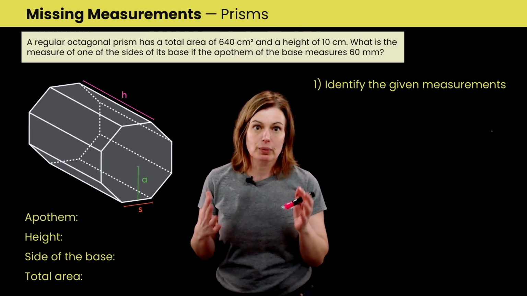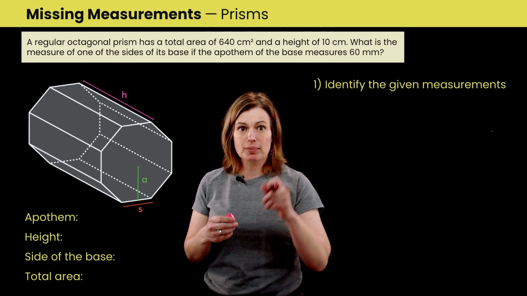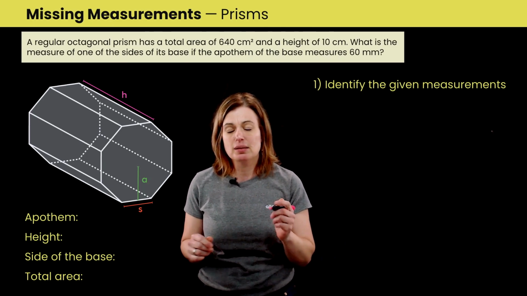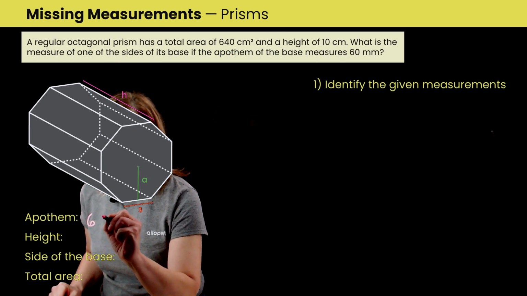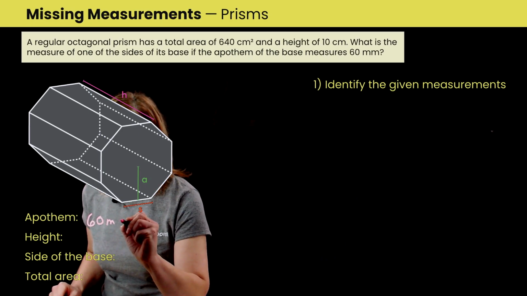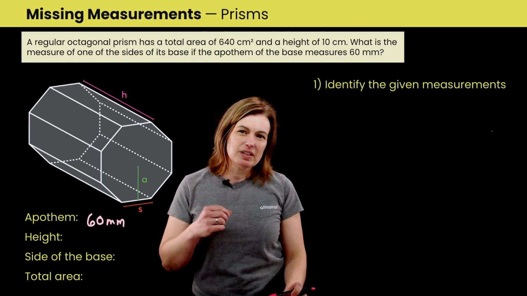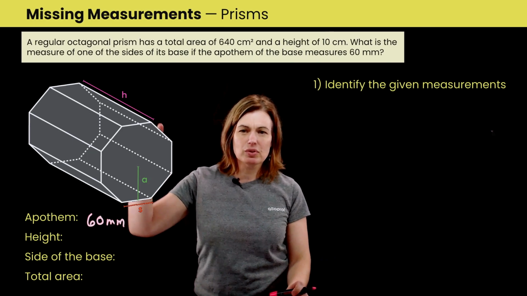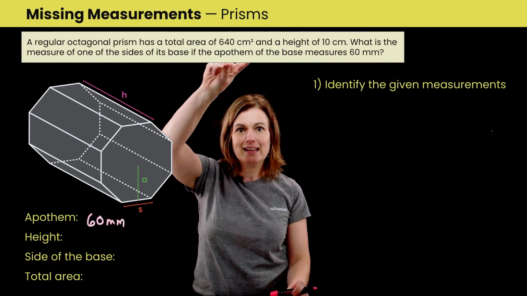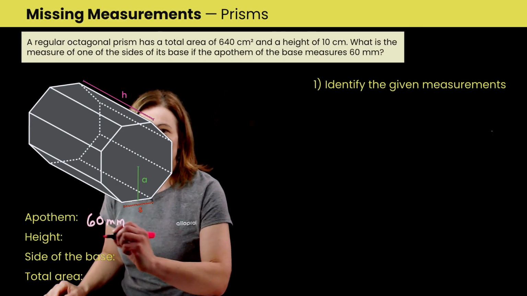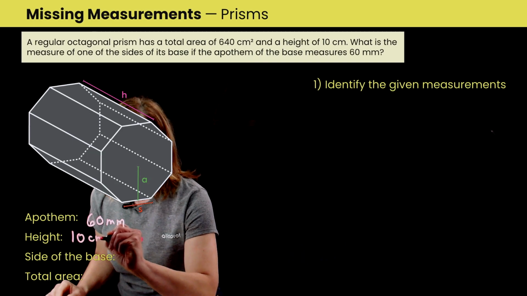If I take a look at what the problem says, I'm going to need the apothem, which the problem gives me. That's my 60 millimeters. So I'm just going to write that right here. I'm also going to need the height. Remember, this is the height of the entire prism, so I'm looking at the pink line here. It's the distance between the two bases, and they give me this in the problem. It's 10 centimeters. So I'm going to write height is 10 centimeters right there.